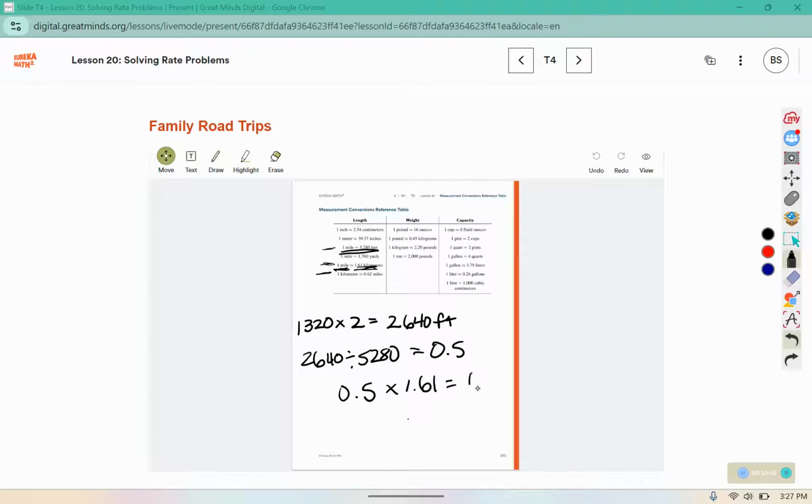So that is 0.805 kilometers, but it said to round to the nearest hundredth. The thousandths place is a 5, so we raise the 0 up, leaving us with 0.81 kilometers.